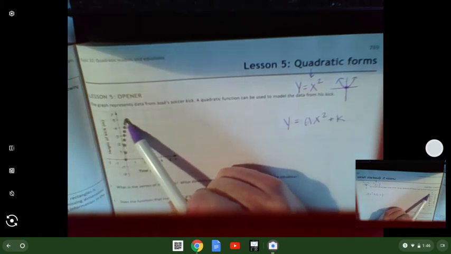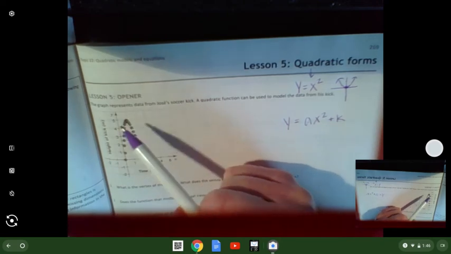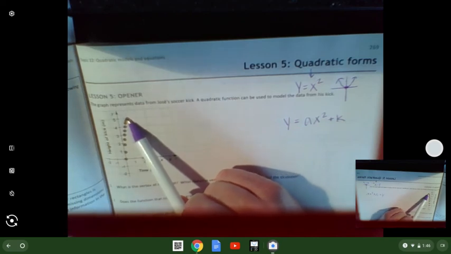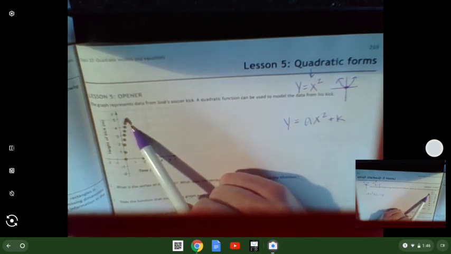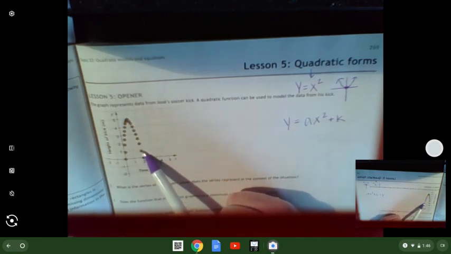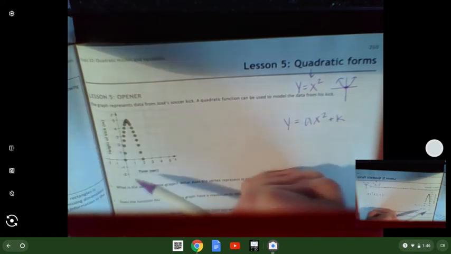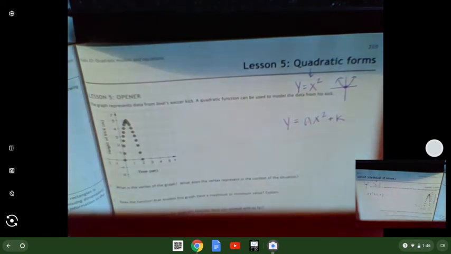At some point, any ball you kick, throw, whatever it happens to be, time's going to pass. So again, moving to the right, but at some point it's going to reach its maximum value and it's going to start coming back down, forming this parabola or this U shape. Anytime you kick, throw, or hit a ball, a quadratic can model its path.